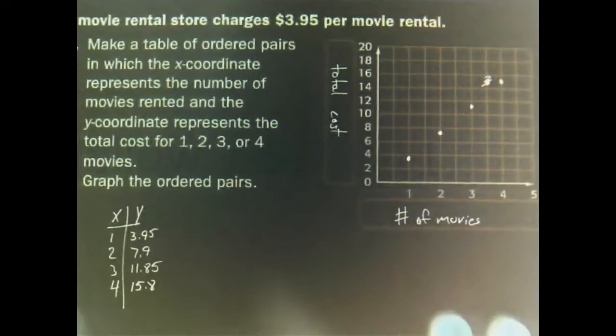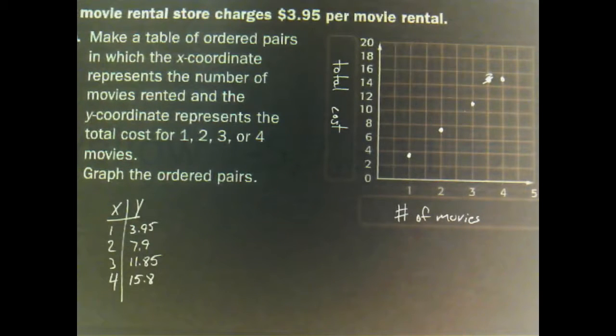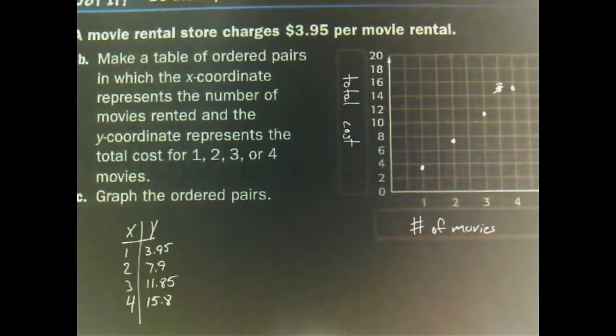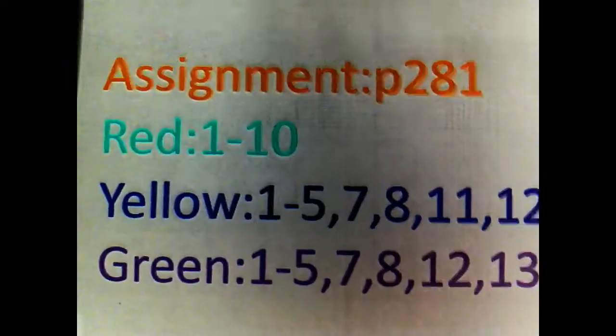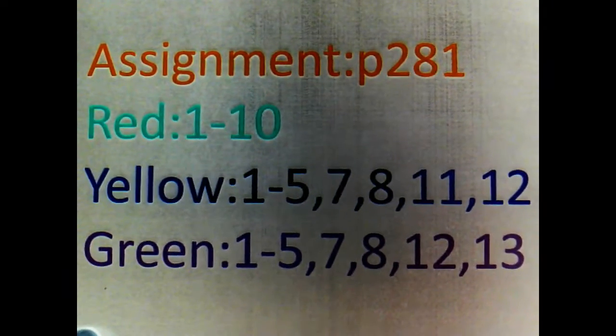The key thing here moving forward is that we understand that the x values are the domain of the relation, and the y values represent the range. And a relation is a set of ordered pairs. So if you ask what is a relation, it's a set of ordered pairs.